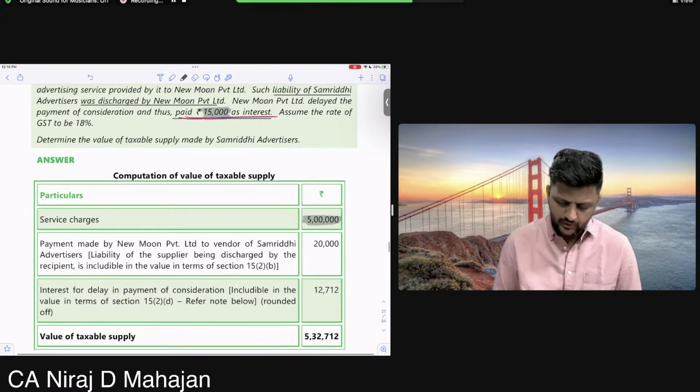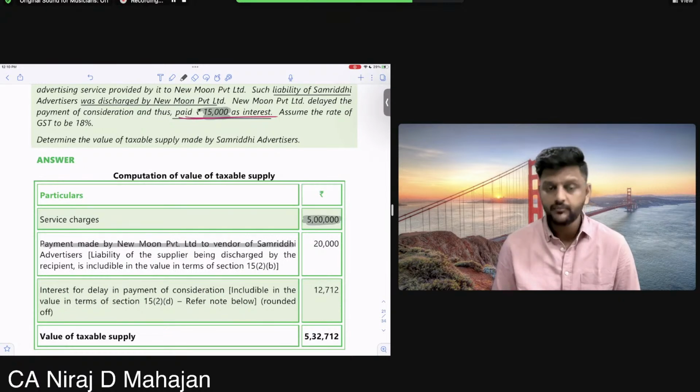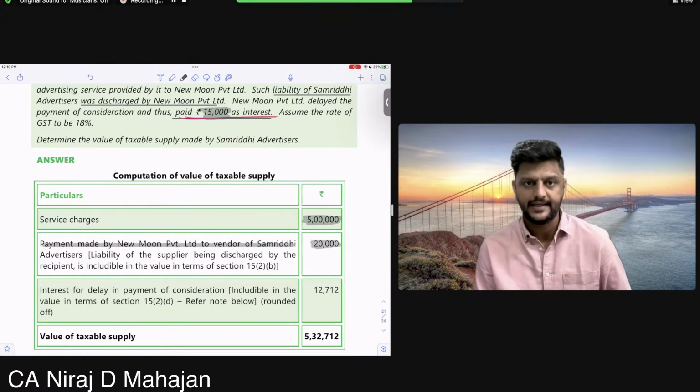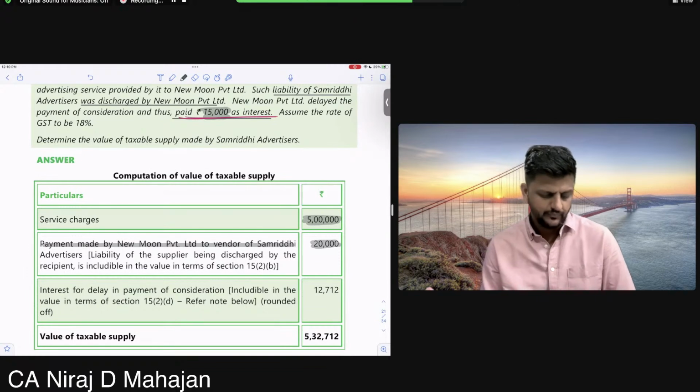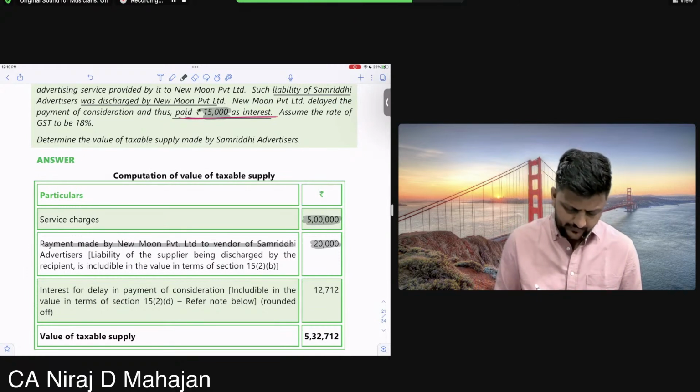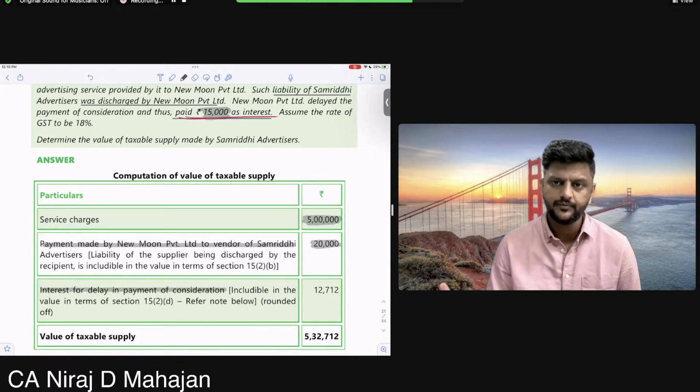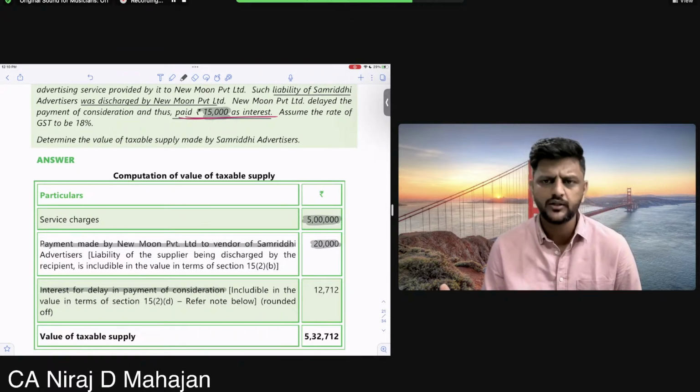Payment by New Moon to vendor of Samruddhi. Again added back 20,000. Okay. Because it is not given that the invoice was raised at 480. Alright. Now, interest for delay in payment of consideration, that 15,000. Okay. But here also they are taking it as 12,712.